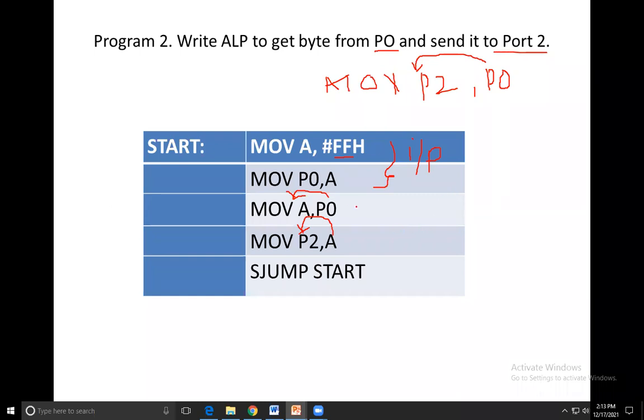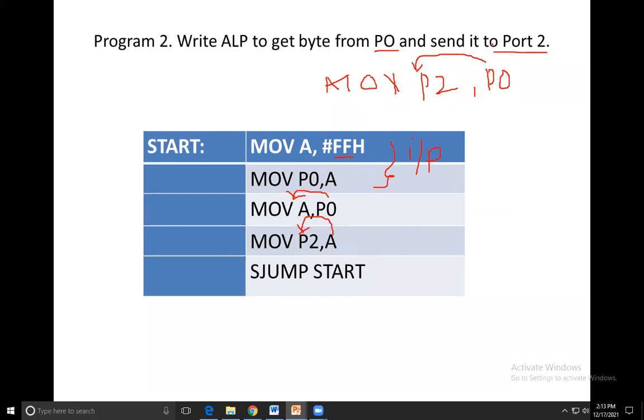So for that purpose, we have to take the data from port 0 into the accumulator first, and this accumulator is transferred to port 2, and then SJMP start. So this is how the data is transferred from port 0 to port 2.